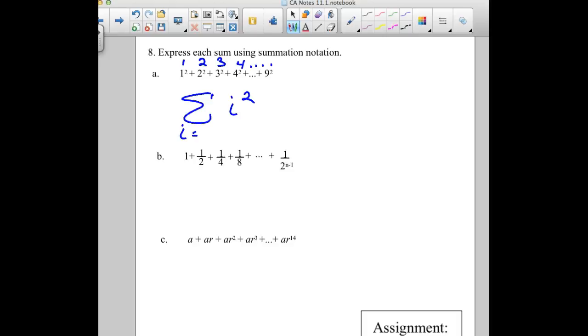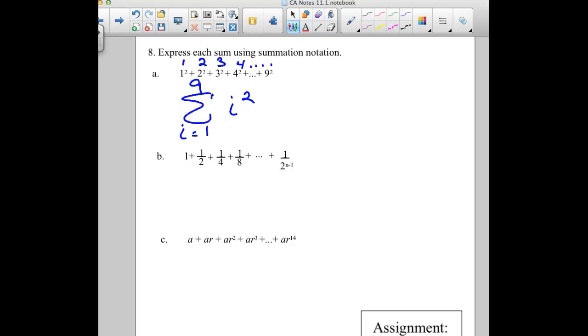But now I have to tell the person looking at this what numbers are being squared. We are starting by squaring a 1, and we're ending with squaring a 9. So that would be my upper limit. Does that make sense? Okay.